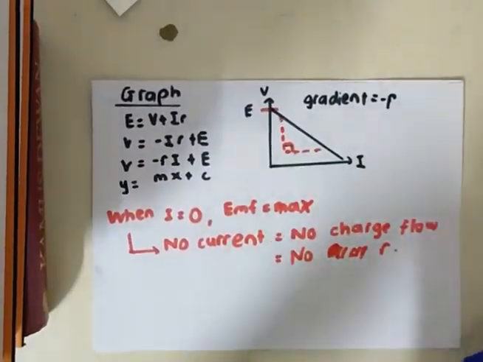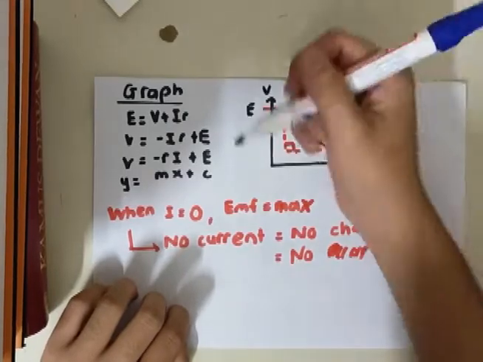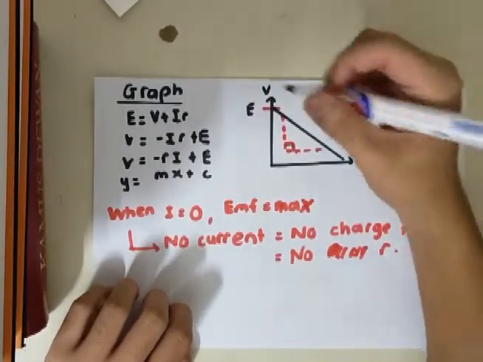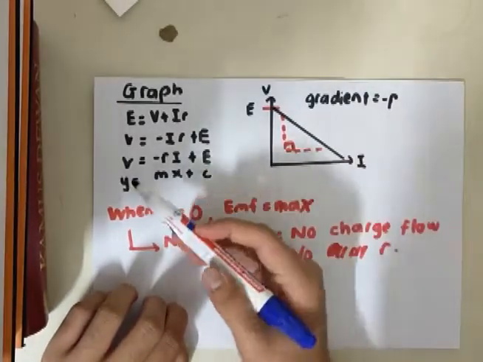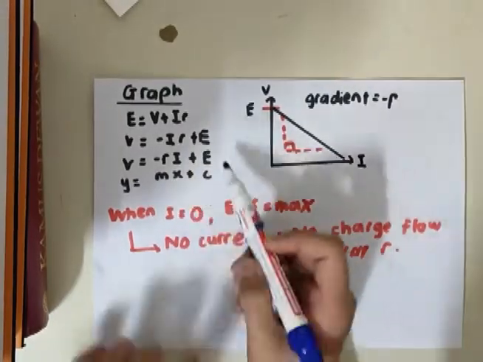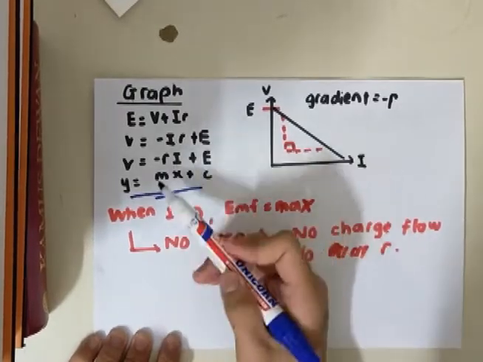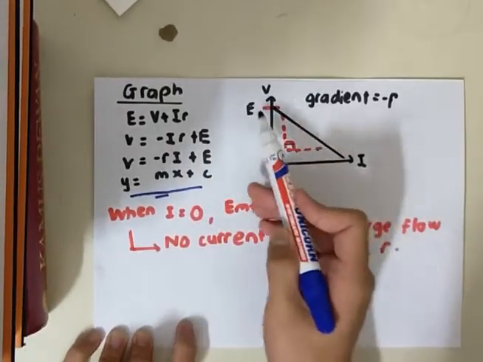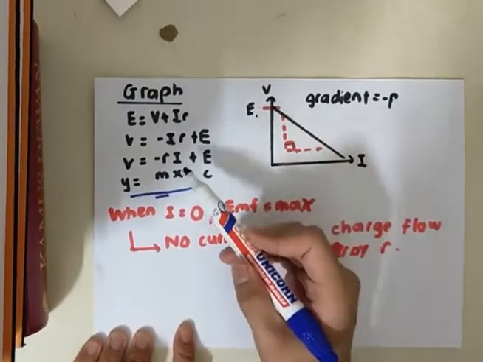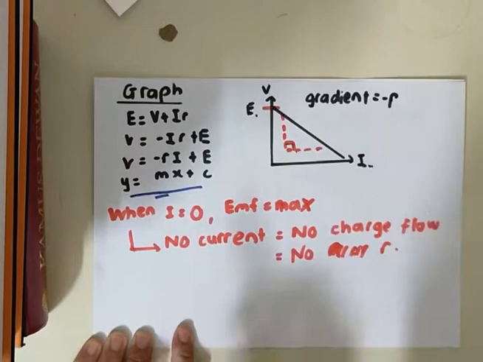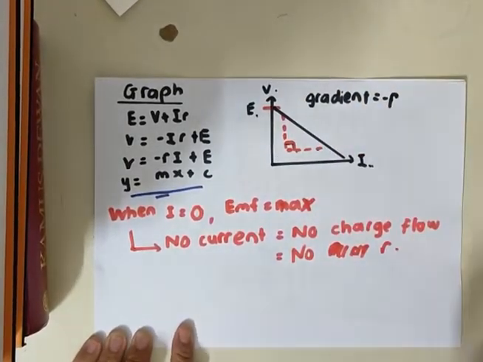Now moving on to the graph. This is the graph of your electromotive force, E equals V plus Ir. If we make V the y-axis and I the x-axis, we will get V equals negative rI plus E. Here we write y equals mx plus c. So m will be your negative r, which means that your gradient will be going down. C will be your E, and I is your x-axis, while y will be your voltage.